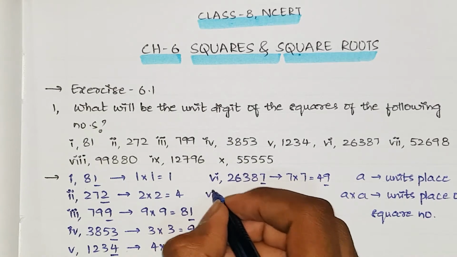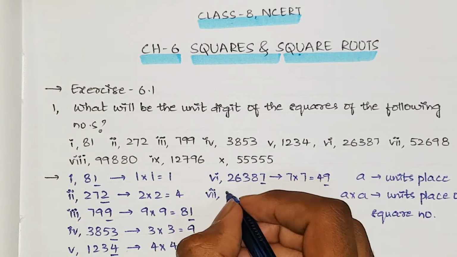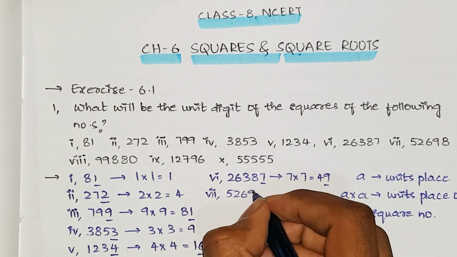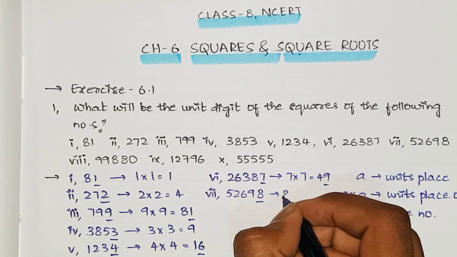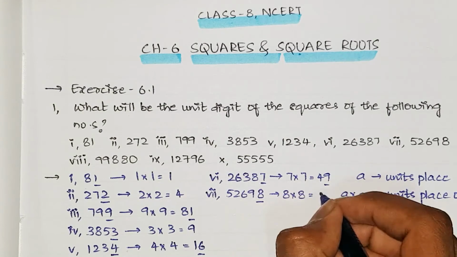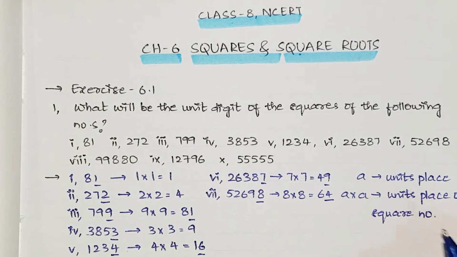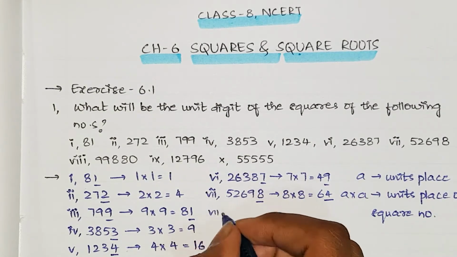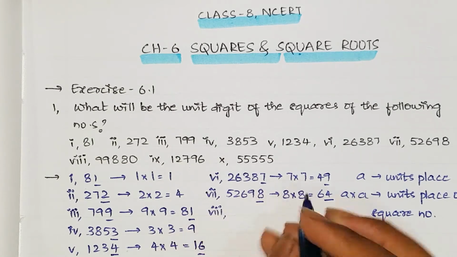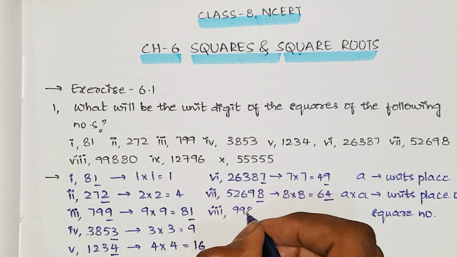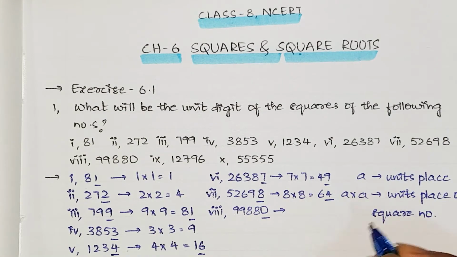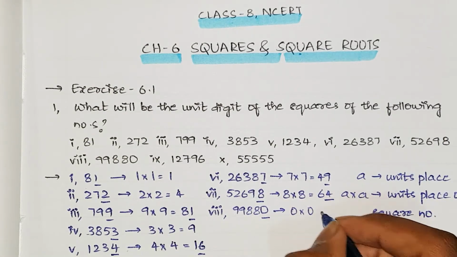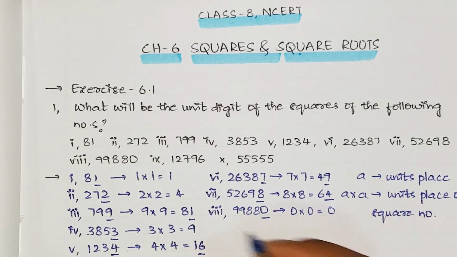If we do the seventh one, 52,698. 8 is in the units place. 8 into 8 is 64 and 4 is the answer. Now let's speed it up. Okay. Eighth one, 99,880. 0 is in its units place. So 0 into 0 is obviously 0.